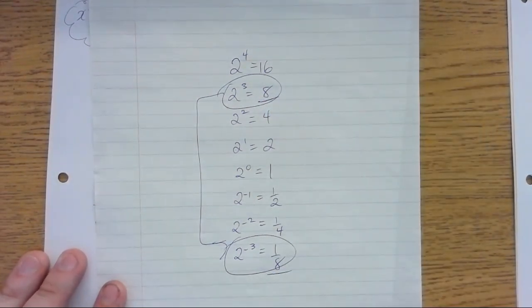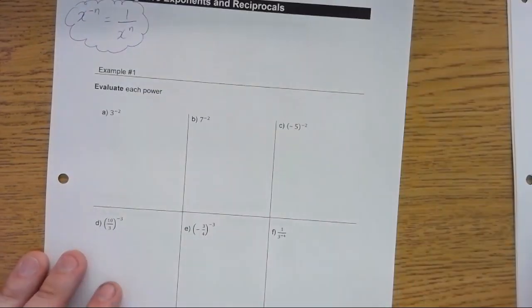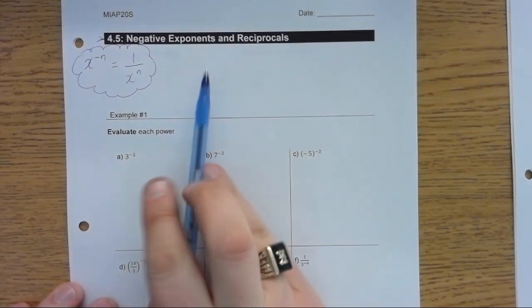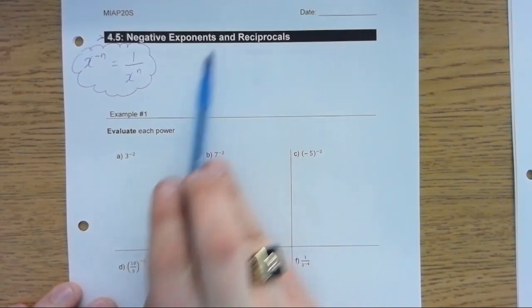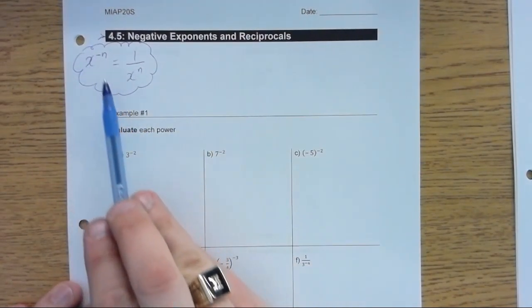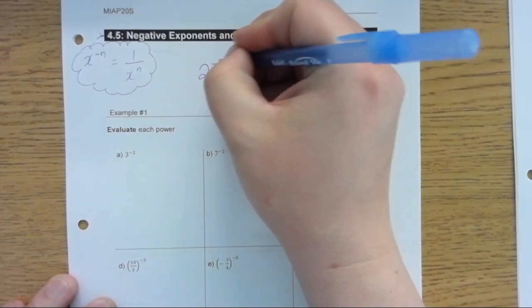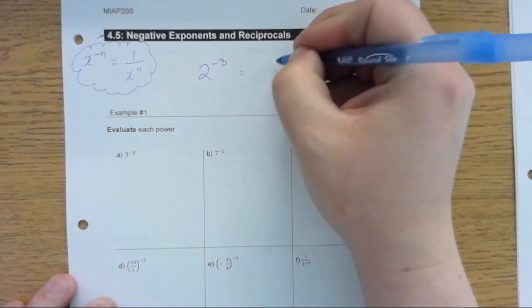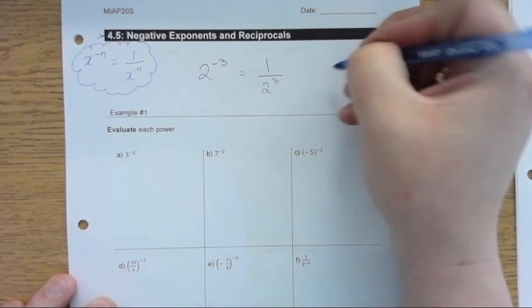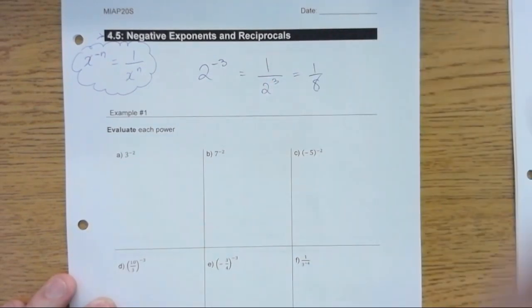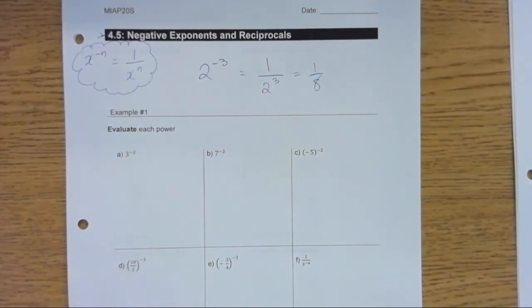They're reciprocals. And that's why it even says at the top of your sheet, negative exponents and reciprocals. Negative exponents make reciprocals. So let's use that one as our first example. 2 to the negative 3 is the same as saying 1 over 2 to the 3. It's 1/8. If 2 to the positive 3 is 8, 2 to the negative 3 is 1/8.